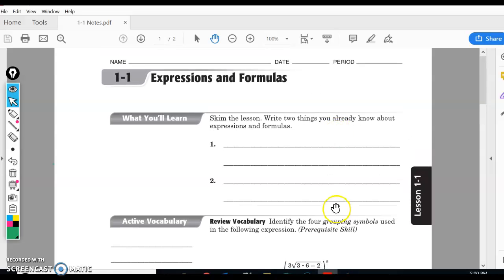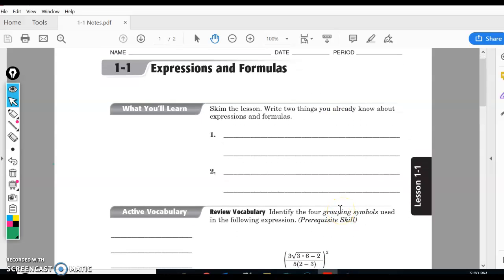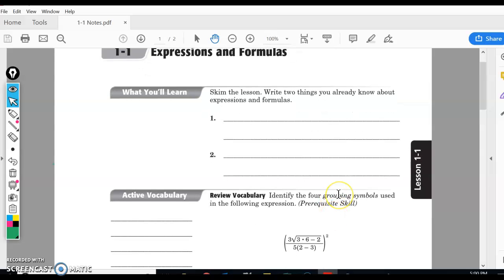Hi guys, today's video is on expressions and formulas 1-1. What you're going to learn today is a little bit about order of operations, or review order of operations. But first we need to write down two things we already know about expressions and formula.